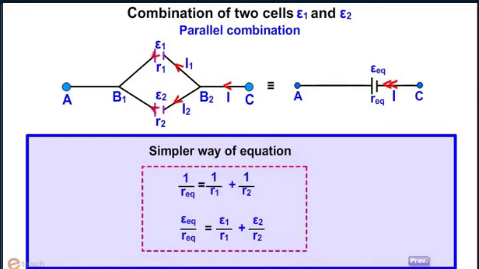A simpler way of writing the equation: 1 upon R EQ equals 1 upon R1 plus 1 upon R2. Epsilon EQ upon R EQ equals epsilon 1 upon R1 plus epsilon 2 upon R2.